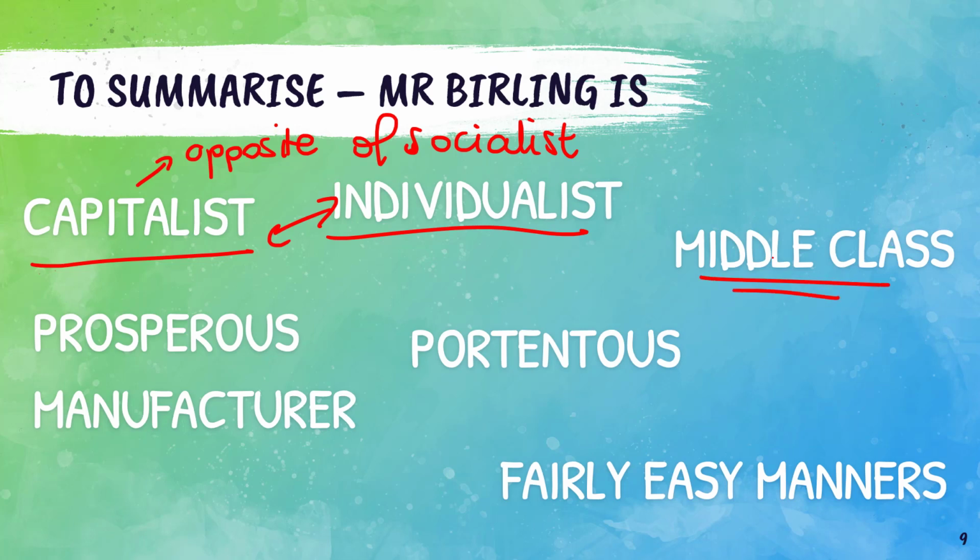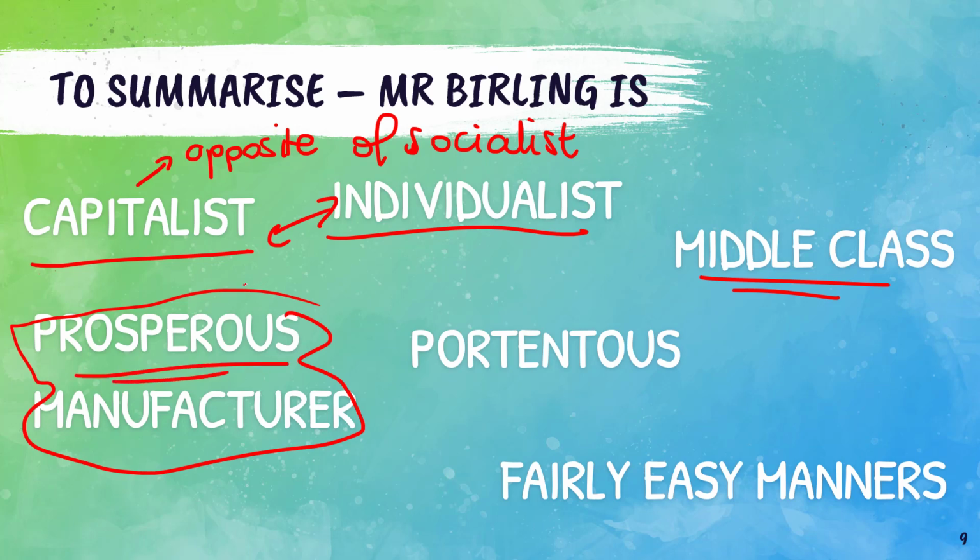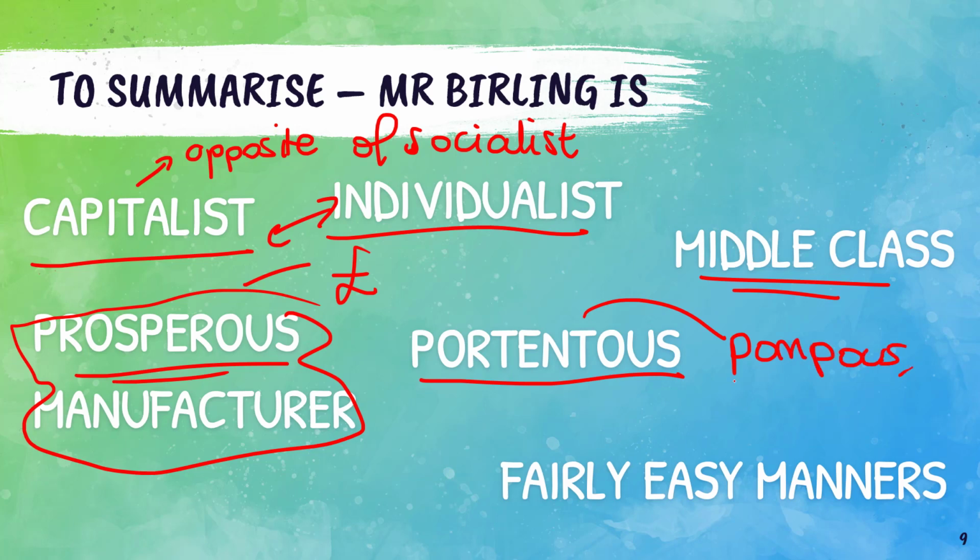He's middle class. He's not upper class like the Crofts, and he's not upper middle class like his wife. But he's done well because he's a prosperous manufacturer. Prosperous, makes money. He's worked hard. Portentous, an adjective used by Priestley himself in the opening stage directions, basically means pompous. It alludes to him being arrogant. And you can see from quote number 5 about the joke, he's got that about his nature, which isn't great. Fairly easy manners, and I think Priestley presents this such that if you were as privileged as Mr. Birling, you'd have fairly easy manners too.